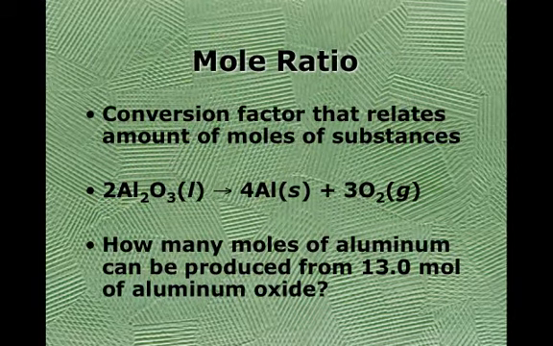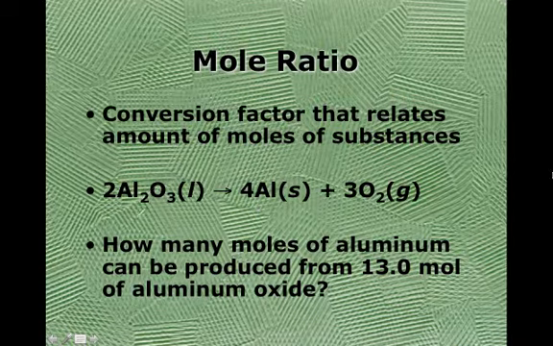So the mole ratio, we're using our coefficients from the balanced equation, because if we read this, we can read it as 2 moles of aluminum oxide yields 4 moles of aluminum plus 3 moles of oxygen gas. That's one way we can read it. And the moles of aluminum, then we can say, instead of 2 moles of aluminum oxide, what if I have 13 moles of aluminum oxide instead of 2? How many moles of aluminum will I get now?